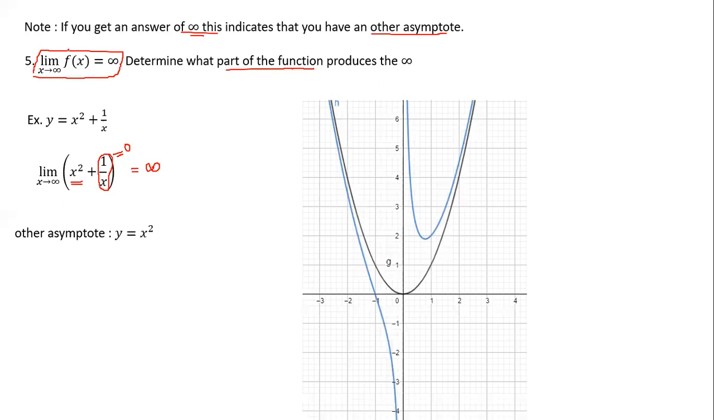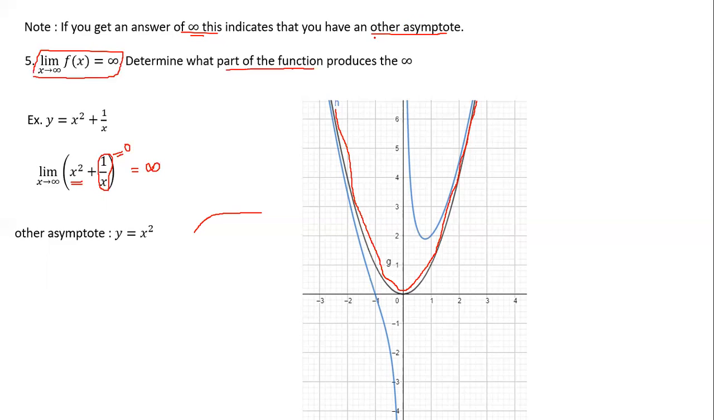So what does that look like? The blue graph is x squared plus 1 over x. And what is it approaching? It's approaching this line. And on this side, this line. And that happens to be the graph of x squared. So it's not a horizontal asymptote. It's not doing this. It's actually approaching a curved line instead.